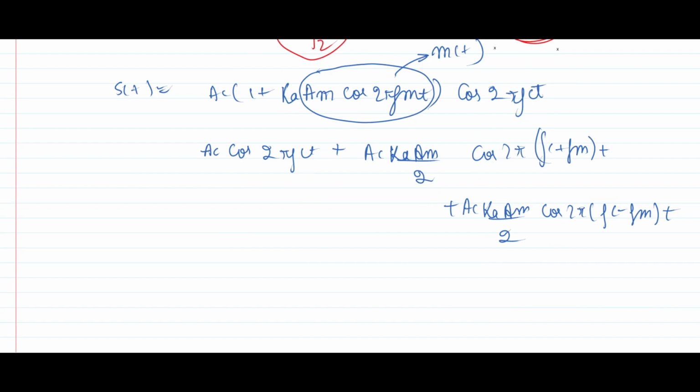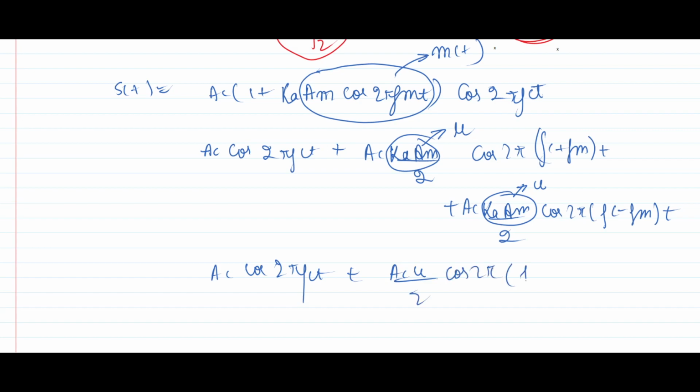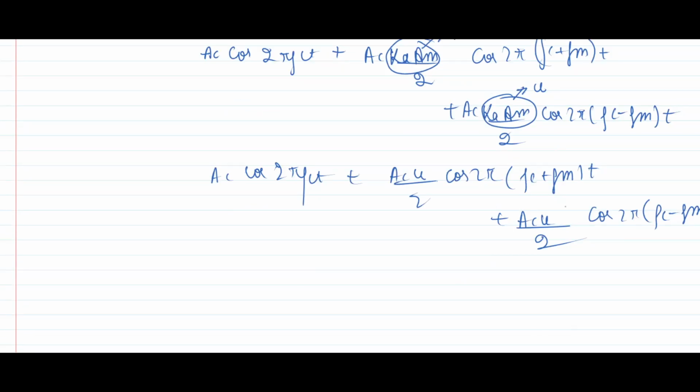So this is very easy. You can multiply it, and I think all of you must be aware of it. I'm here only to tell you the important thing for the ISRO exam. ka Am can be written as mu, as discussed earlier. Writing it again: Ac cos 2 pi fc t plus Ac mu by 2 cos 2 pi (fc + fm) t plus Ac mu by 2 cos 2 pi (fc - fm) t.